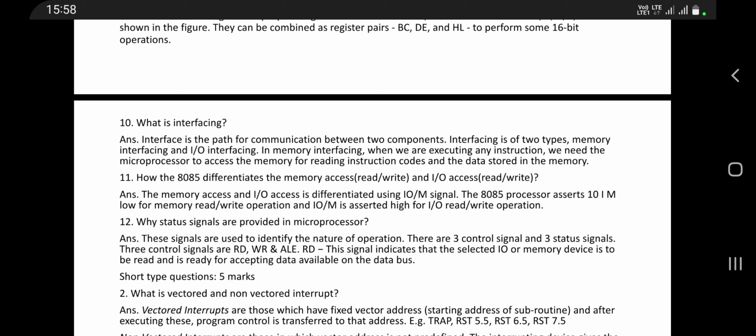Next is, how does 8085 differentiate the memory access, that is read or write, or IO access, read or write. So this is a very simple question. You know that there is a control signal called IO/M signal. When there is a memory operation, it is enabled as low state, and if it is an IO operation, it will be enabled as high state.